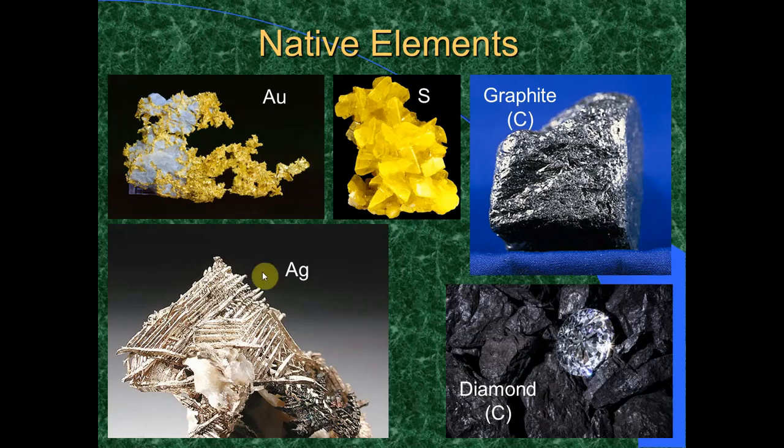Our native elements. Here we have gold, silver, sulfur. And I always like to point out these examples. Graphite, which is pure carbon, which is what is used in pencil lead, and diamonds, which also have the same elemental composition, pure carbon. The difference between graphite and diamond is the crystalline structure.